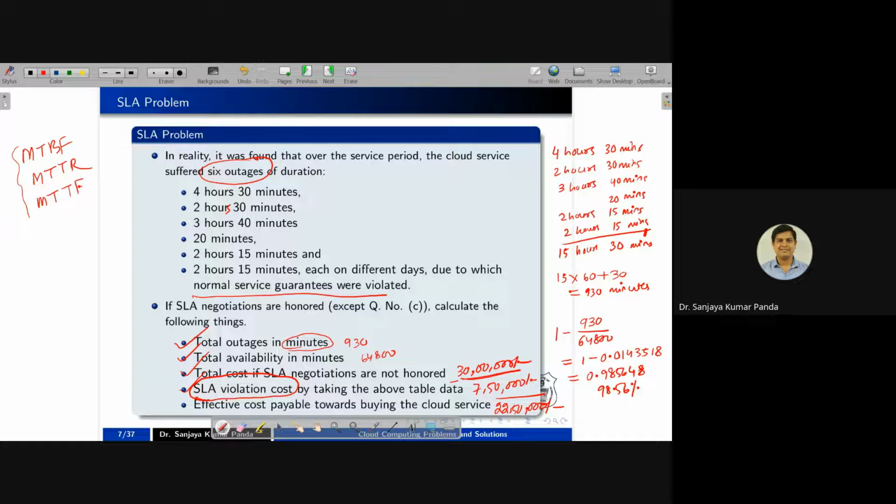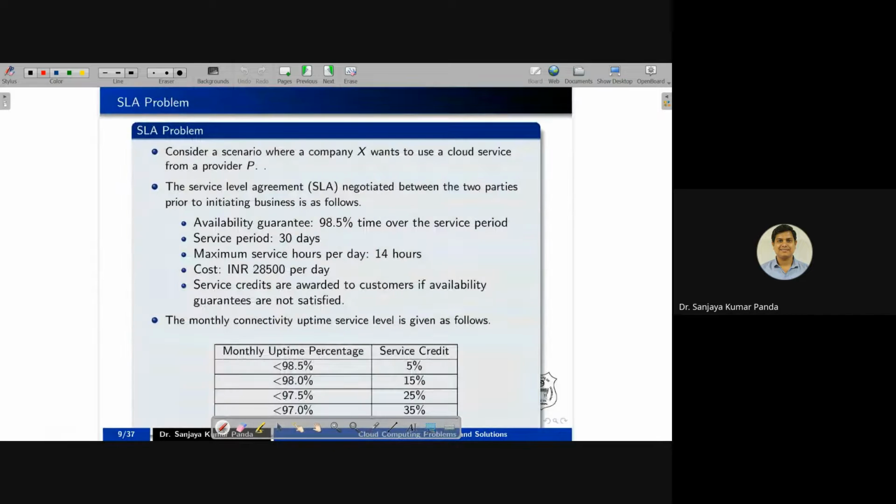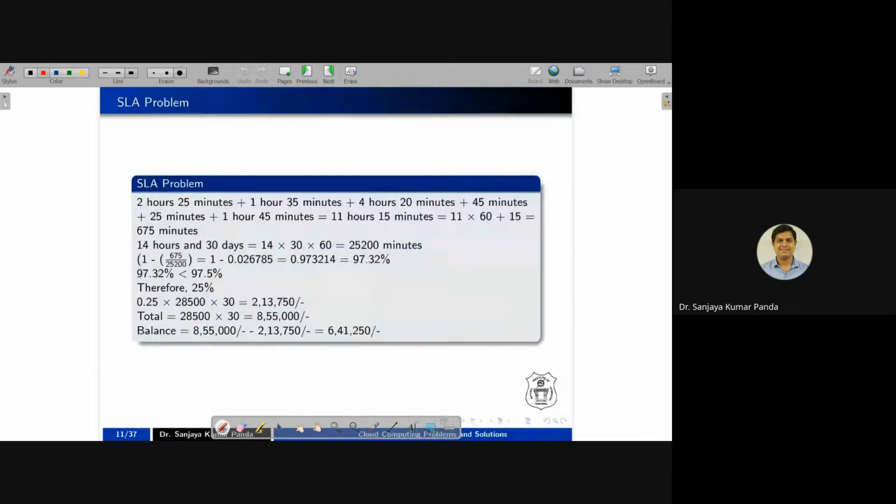It is not necessary that all service level agreement problems will involve only availability. There are many parameters. We are not restricted to one parameter. There are many parameters through which we can make an evaluation. There is another problem, but I am leaving that as an exercise. You can solve it because you have understood how SLA problems work.